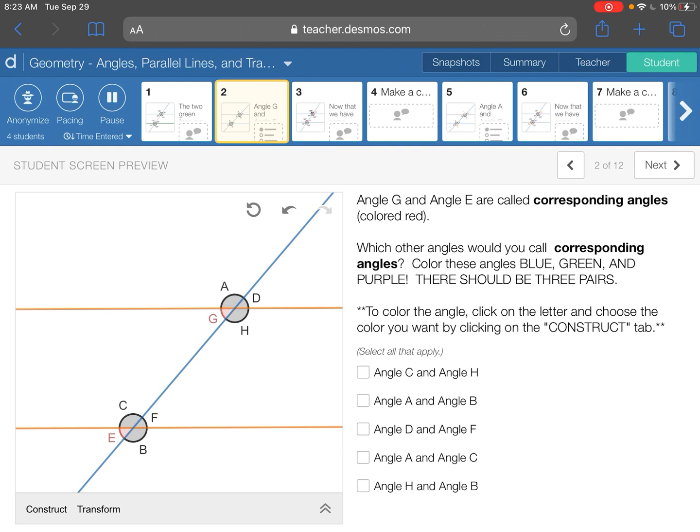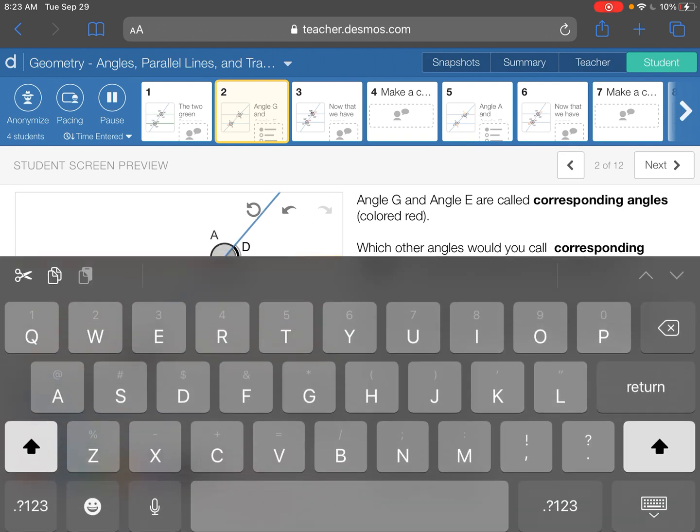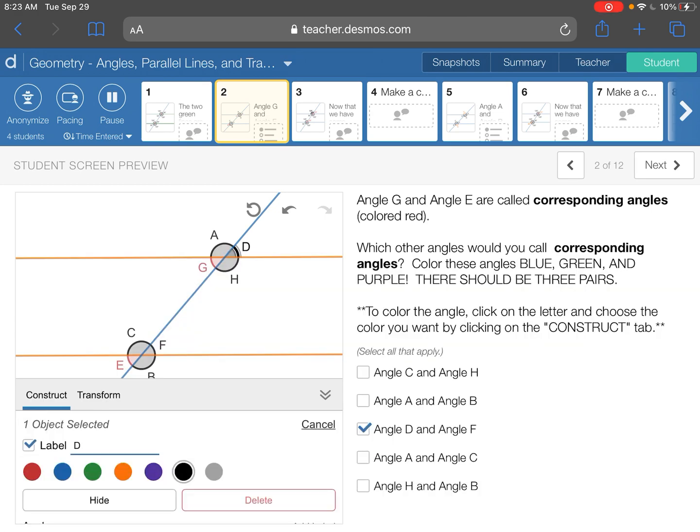So here we have an example of corresponding angles. The corresponding angles here would be G and E because they are on the same side of the transversal but on opposite sides of the parallel lines. So another example of corresponding angles could be, if we look at these options, angle D and F, because angle D and F, they are on the same side.